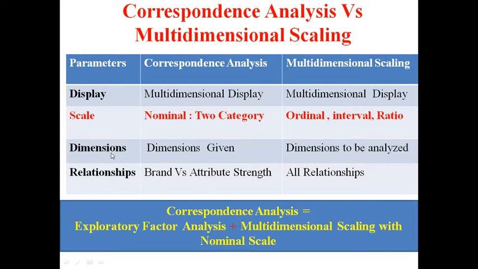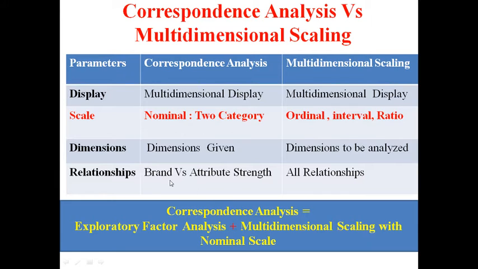Now the dimensions, the third parameter we are talking about. In case of correspondence analysis, the dimensions are given, and we want to reduce these dimensions. Already the dimensions, meaning the attributes, are given here. Whereas in case of multidimensional scaling, the dimensions are to be analyzed. So predefined dimensions are not there in case of multidimensional scaling. Later on we define the dimensions.